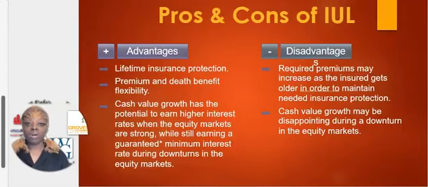So the pros and cons of the Index Universal Life Insurance. The advantages: lifetime insurance protection, premium and death benefit are flexible, which I went over. Cash value growth has the potential to earn a higher interest rate than having your money just sitting in the bank. When the market is up, higher interest rates. When the market is down, your money is not at risk to be lost at all whatsoever.